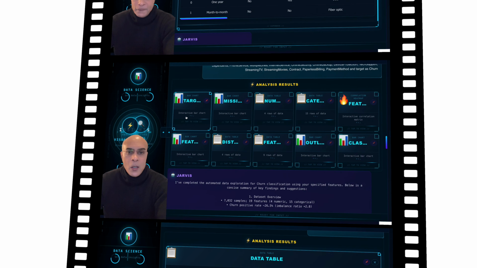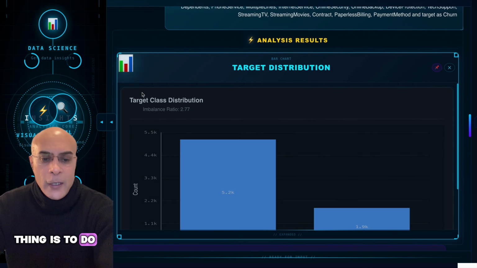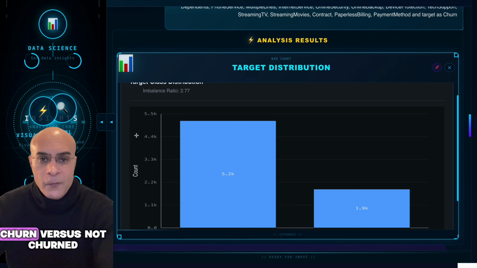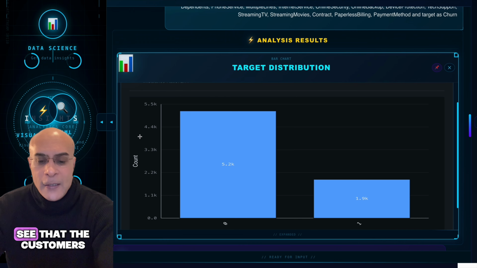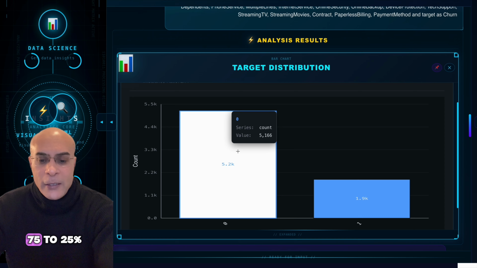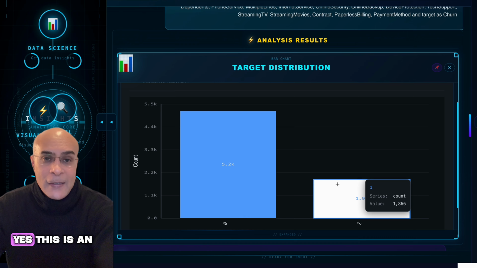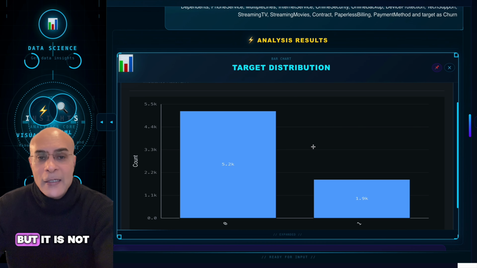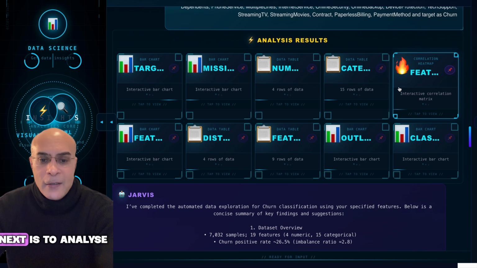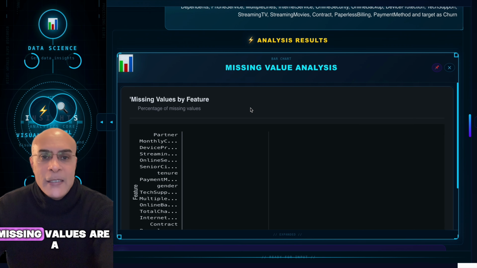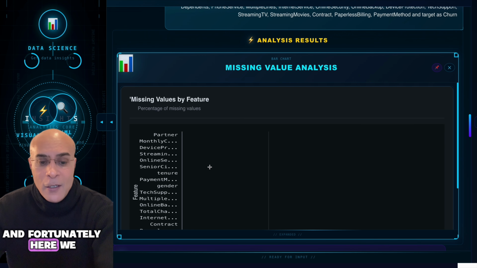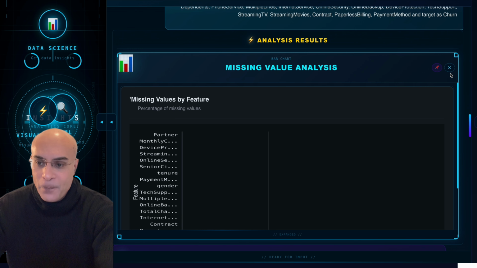The first important thing to do is the target analysis, which is to analyze how many customers have churned versus not churned. Here we can see that the not churn to churn ratio is almost about 75 to 25%. Yes, this is an imbalanced set, but it is not that critical and we can live with this. Next is to analyze missing values. Missing values are a curse for any machine learning model, and fortunately here we do not have any missing values.